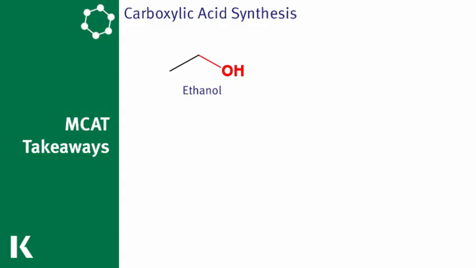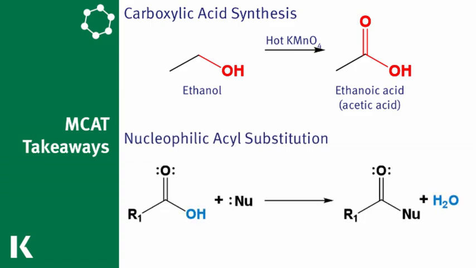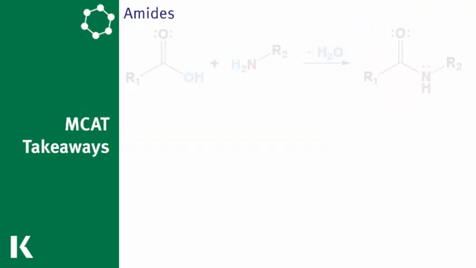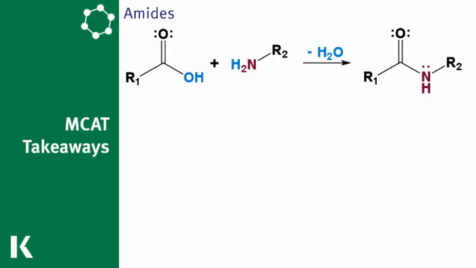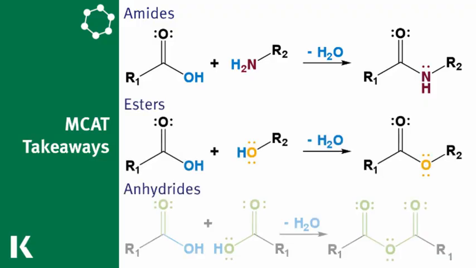In the example you saw, a primary alcohol like ethanol could be converted directly into its corresponding carboxylic acid by treating with hot potassium permanganate. For the nucleophilic acyl substitution reactions, we first looked at the general mechanism and then went into a bit greater detail for several different species of nucleophiles. The amide pathway relied on a nucleophilic amine, the ester pathway used a primary alcohol as its nucleophile, and the anhydride pathway involved a second carboxylic acid.